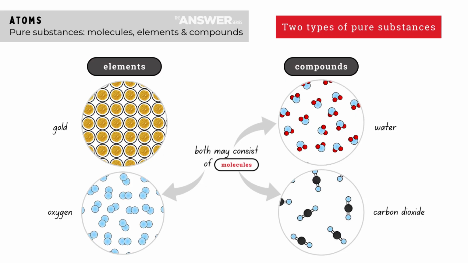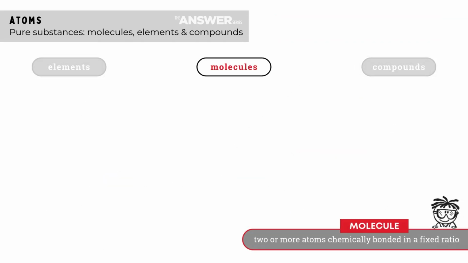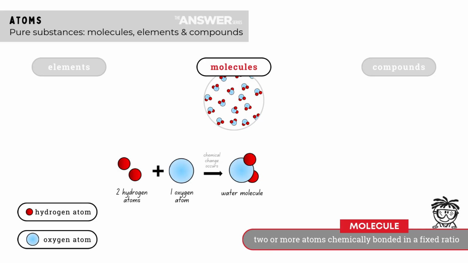So now let's quickly pause because we have three important terms: molecules, elements, and compounds that come up here. So let's first unpack these one by one. A molecule forms when two or more atoms bond together in a fixed ratio. Let's look at water as an example of a typical molecule. A water molecule is formed when two hydrogen atoms chemically bond with one oxygen atom.